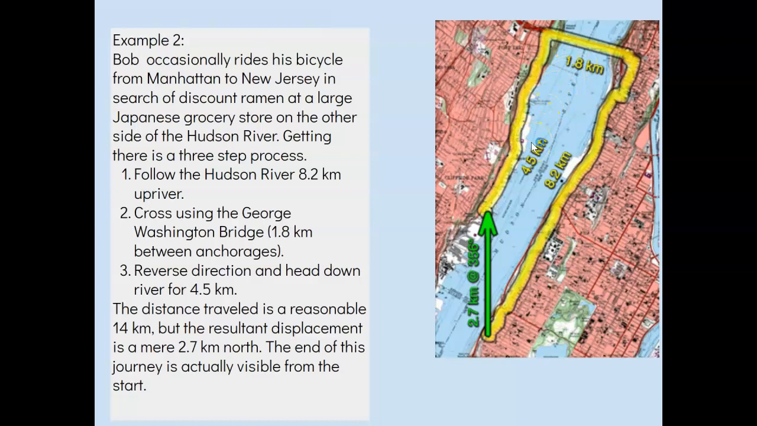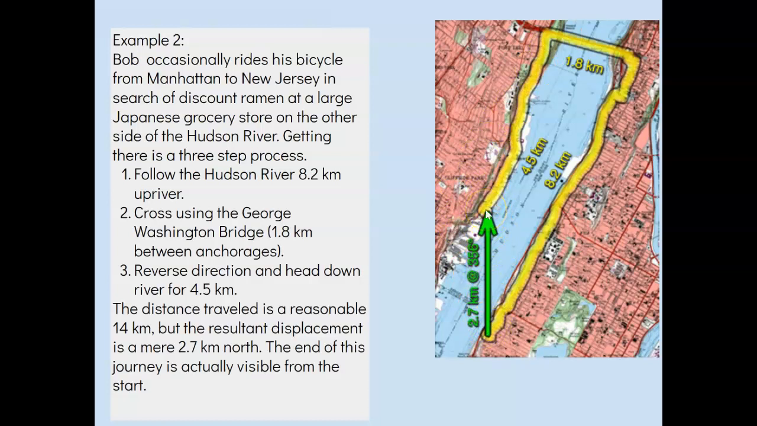So it's the total distance that he's traveled. But his displacement is only 2.7 kilometers north. So the end of the journey is actually visible from the start. So in terms of his traveling, his distance traveled was 14 kilometers because he had to go 8.2, then 1.8, then 4.5. He's riding his bicycle, but he had to ride his bike in order to get there because he could not take his bicycle just across the water, right?